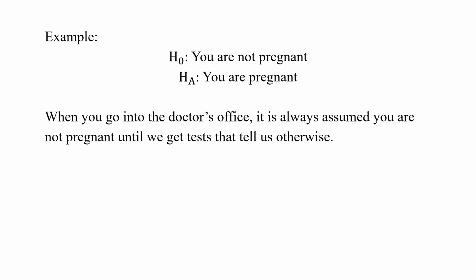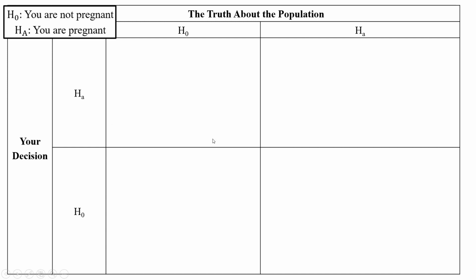So we're going to set up our null and alternative. Your null hypothesis is you are not pregnant, right? The alternative is that you are pregnant, right? We found evidence that you are pregnant. So these being our null and alternative, let's talk about those 4 situations. Okay, so I have it written up here just so we kind of remember.